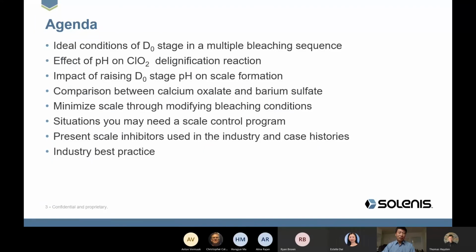This is the agenda. We're going to go through the ideal condition for the D0 stage in the multiple bleaching sequence, and the effect of pH on the chlorine dioxide delignification reaction, the impact of raising D0 pH on scale formation, and a comparison between calcium oxalate and barium sulfate, then minimizing scale through process optimization or modification. Then we're going to talk about situations where you may need to use a scale control program. Then we're going to present scale inhibitors on the market and at least two case histories. Then we're going to conclude with industry best practice.